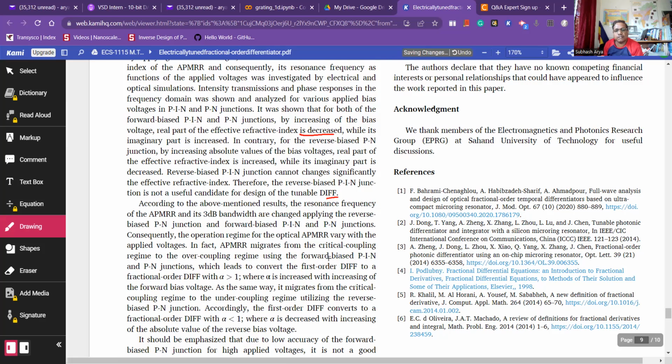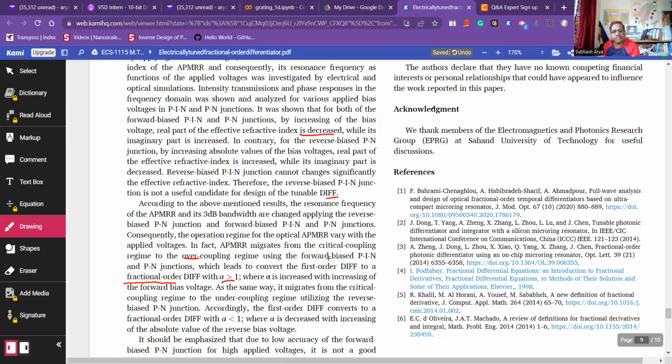According to above mentioned results, the resonance frequency of the APMRR and its 3 dB bandwidth are changed, applying the reverse bias PN junction and forward bias PIN and PN junction. Consequently, the operation region of the optical APMRR vary with the applied voltage. In fact, APMRR migrates from the critical coupling regime to the overcoupling regime using the forward bias PIN and PN junction, which leads to convert the first order differentiator to a fractional order differentiator with alpha greater than 1, where alpha is increased with increase of the forward bias voltage.